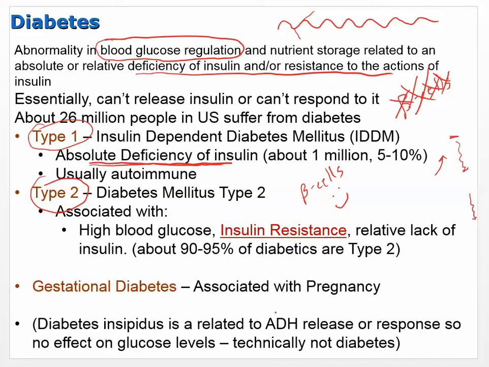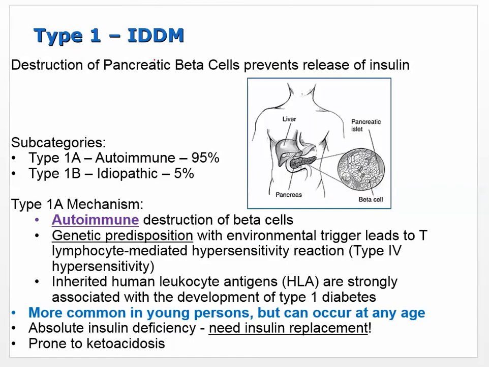Gestational diabetes is associated with pregnancy, and we're going to go through these again. I don't know why I spent so much time on it here. And then diabetes insipidus, we've talked about that. It's not diabetes mellitus, it's really separate. I wish it had a different name, but it doesn't. It's related to antidiuretic hormone. So we've discussed that in another part.